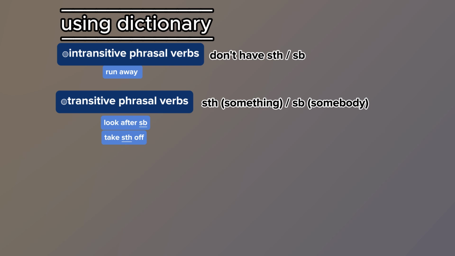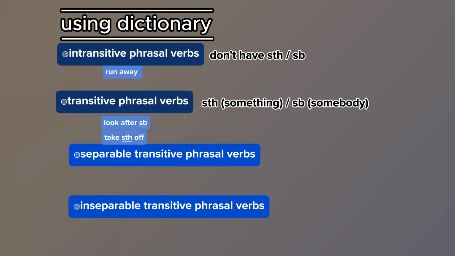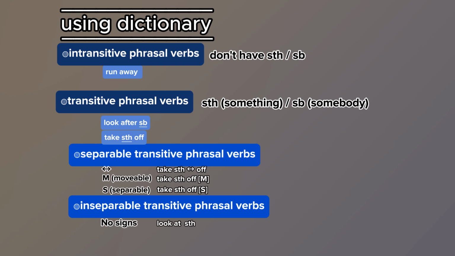To understand whether the transitive phrasal verb is separable or inseparable, take a look at the sign. In some dictionaries, you'll find this sign, but in other dictionaries, you'll find im, movable, or is separable. For instance, take something off. The sign is shows that it's separable. But if you have something or somebody in a phrasal verb without any sign, it's definitely inseparable.